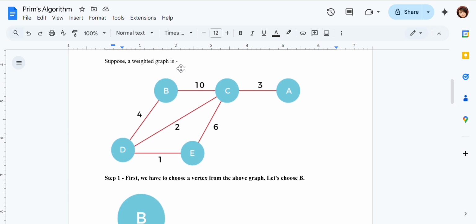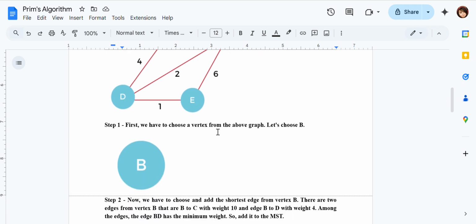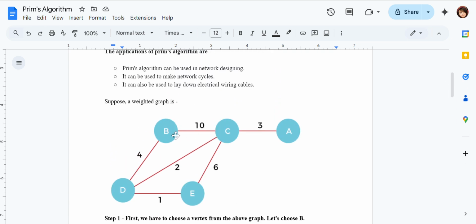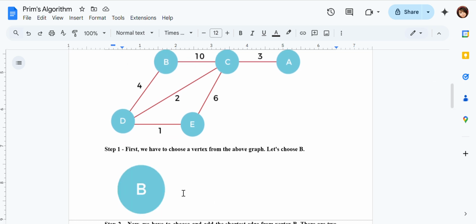Here is given a weighted, undirected graph. This is your given original graph. From this original graph, we have to create a minimum spanning tree using the concept of Prim's algorithm. The first step is to choose any random vertex from the given graph. In this example, they have randomly chosen B as the source vertex. So B is the chosen vertex from the above graph. This is your first step.